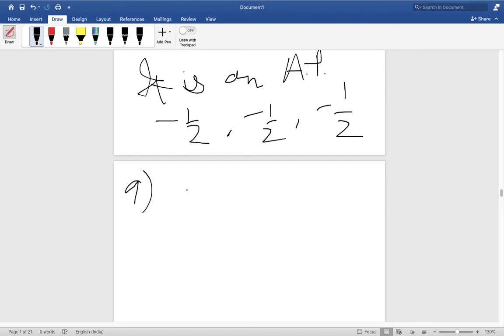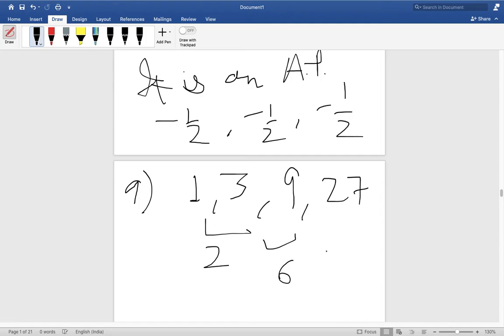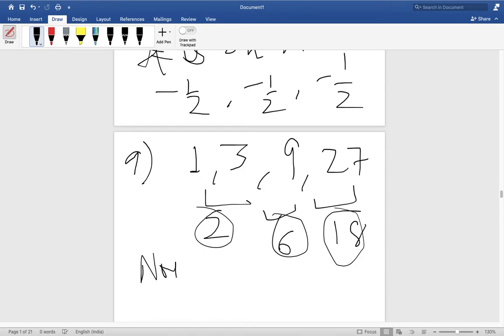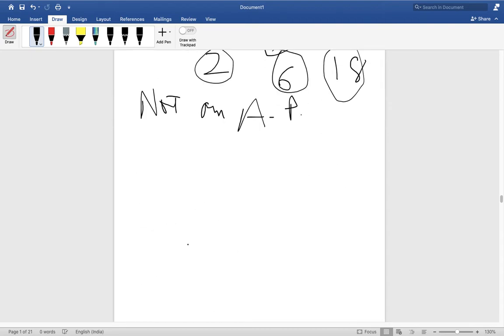Now let's have a look at this. 1, 3, 9, 27. The common difference, if we find out from these two, is 2. 9 minus 3 is 6. 27 minus 9 is 18. So the differences are not the same, so not an AP. This is a different kind of progression. This is geometric progression, but geometric progression is not part of the course, so we will not be talking further about this. A, 2A, 3A, 4A, next part.